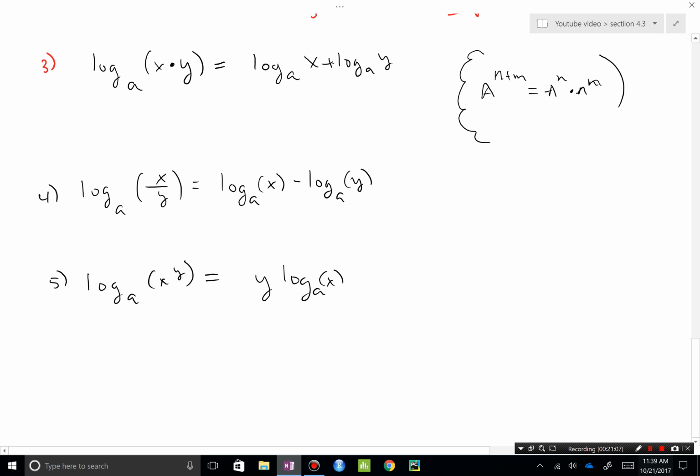Okay, so these are the three laws of logarithms. Again, if you want to know why, come see me. I'll be more than happy to talk about it. Now, once again, here's something I'm going to emphasize with you.